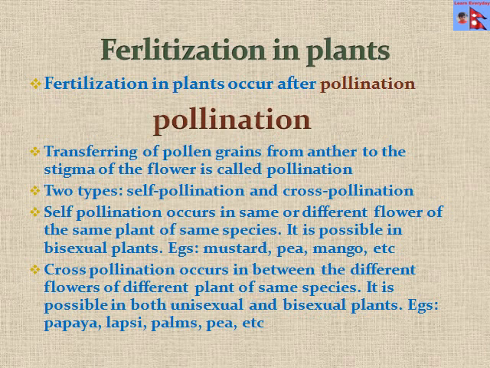Here one thing must be common, that is, the plants taking participation in pollination must be of the same species. The next point is that self-pollination is possible only in bisexual plants, but cross-pollination is possible in both unisexual and bisexual plants.